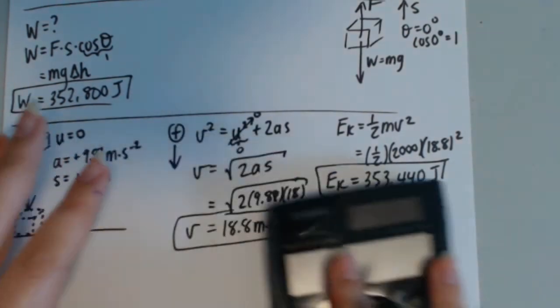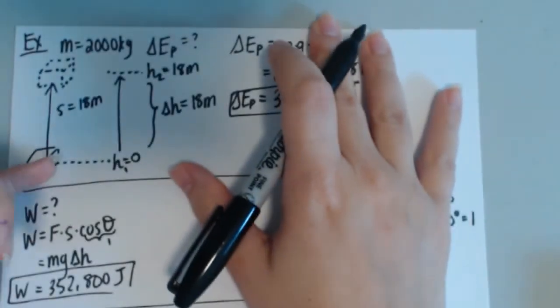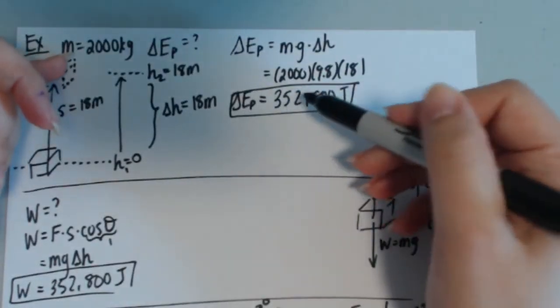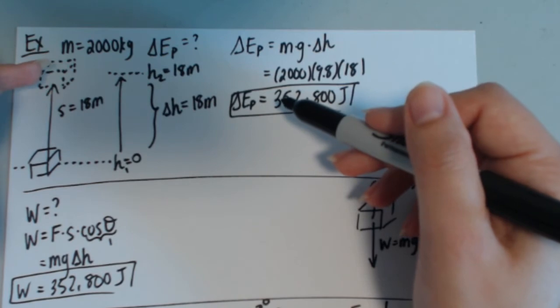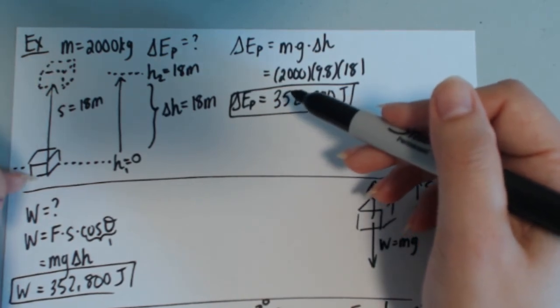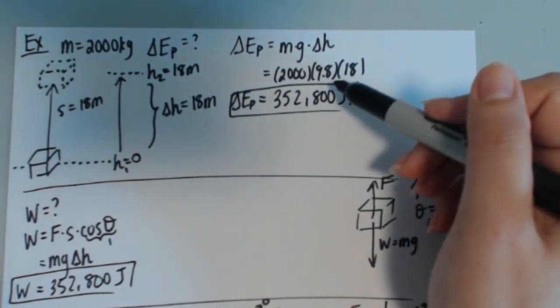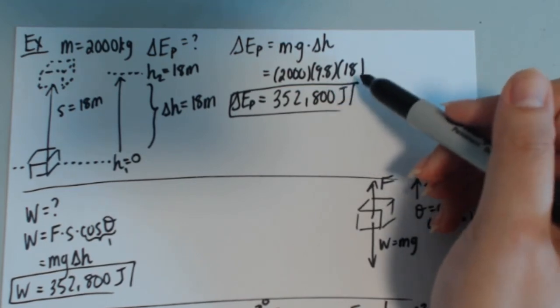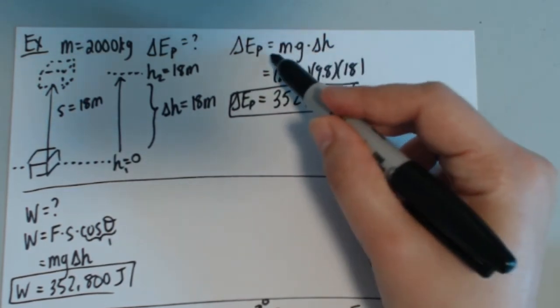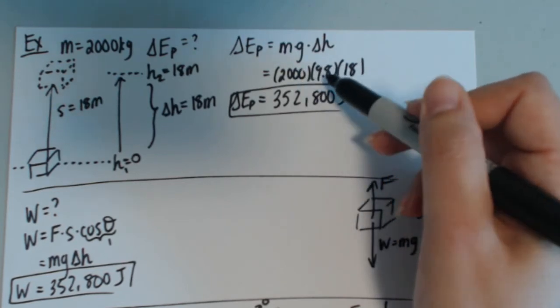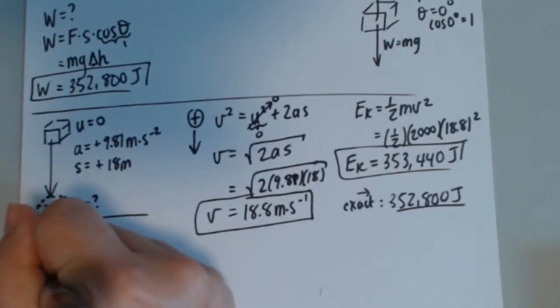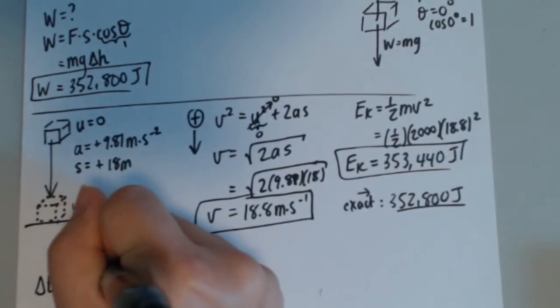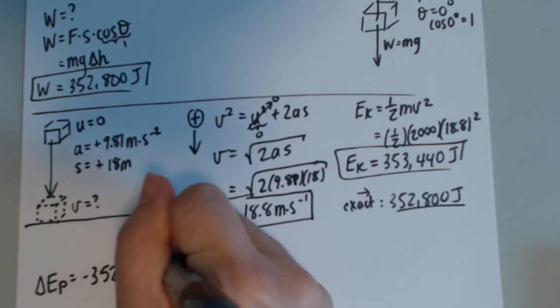When this thing reaches the ground, we'll think about it like this for a moment. From the ground up, this crate gained 352,800 joules of energy. So if you go from the top back down to the bottom, it's not going to gain 352,800 joules of energy. It's going to lose that much energy. Even based on the equation, you can see it. M and G would be the same, but now it has a delta H of negative 18. So on the way down, delta EP would actually be negative 352,800 joules.